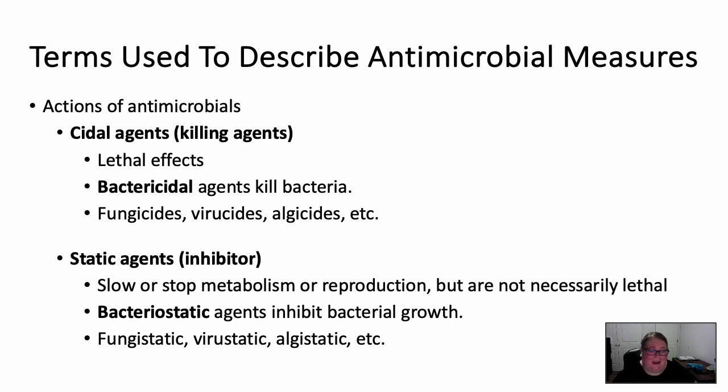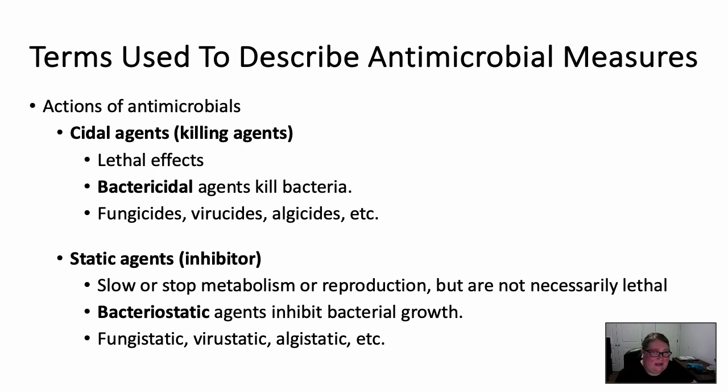We have different types of cidal agents. We have things like bactericides, fungicides, virucides, and algicides. Bactericides are going to kill bacteria, fungicides are going to kill fungus, virucides are going to kill viruses, and algicides are going to kill algae. We have a bunch of different cidal agents, and they're going to completely remove that microbe.